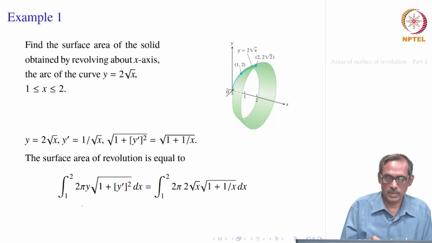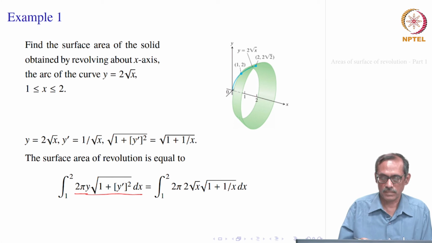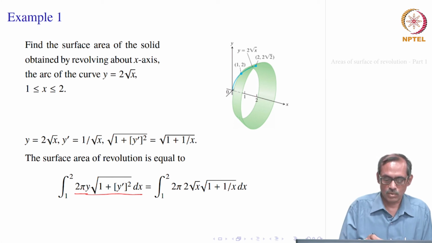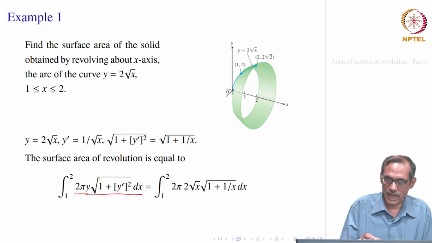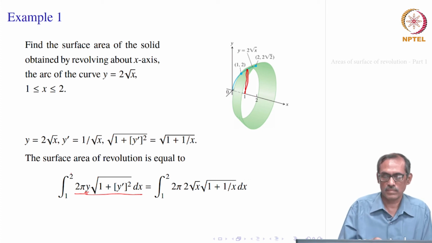Then the surface area will be the integral of 2 pi y square root of 1 plus y prime square dx, fine. Here y really is your r, the radius of the frustum, where 2 radii are there. So, we are taking the average one, and that corresponds to this y here. So, it is integral 2 pi y square root of 1 plus y prime square dx, where x varies from 1 to 2, that is, the curve is given as x varies from 1 to 2.